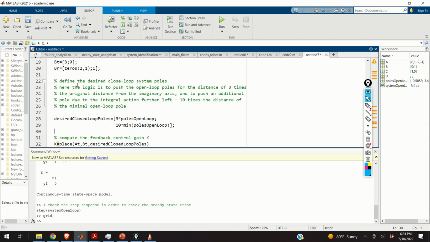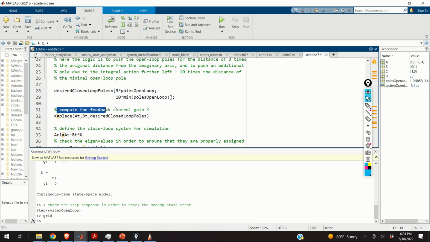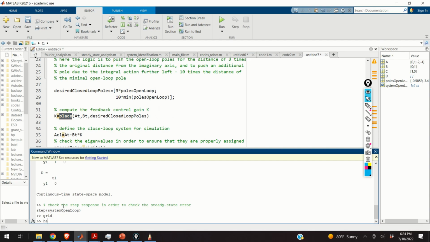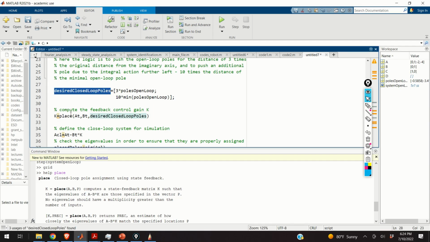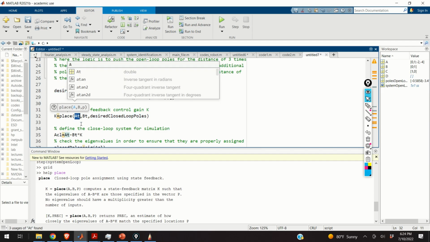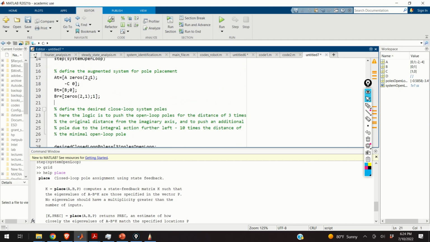Now here I will simply compute the feedback control gain by using the command place, and you can type help place in order to read more about this function. This is a MATLAB function that computes a state feedback matrix K such that the eigenvalues of A minus BK are those specified in the vector P. So vector P is here in our case, and our A is not the open loop matrix, it's the augmented system matrix, and B is again the matrix multiplying U.